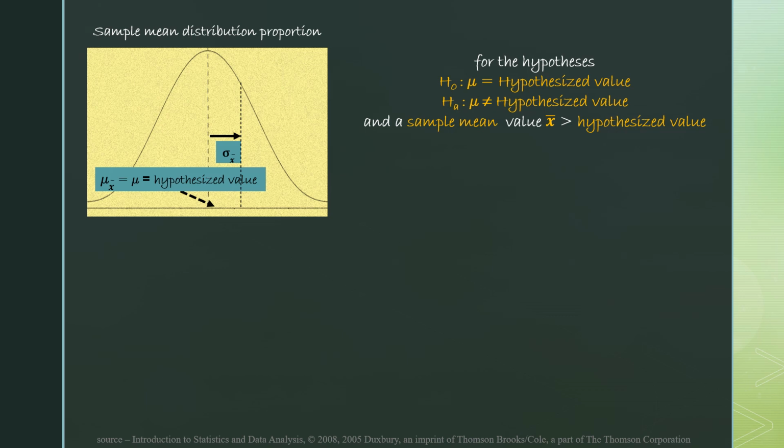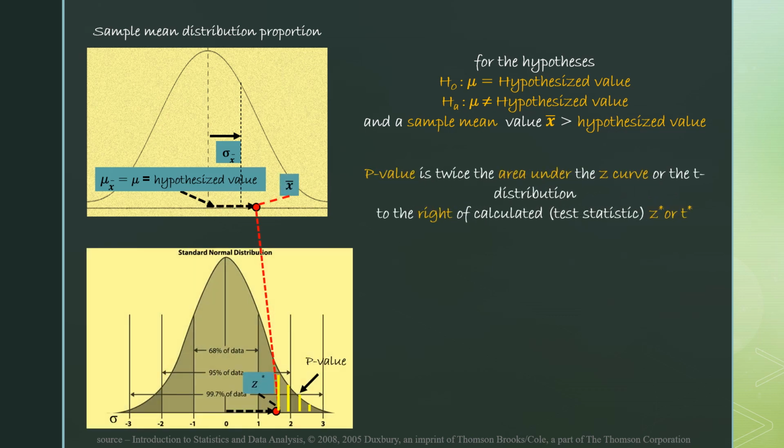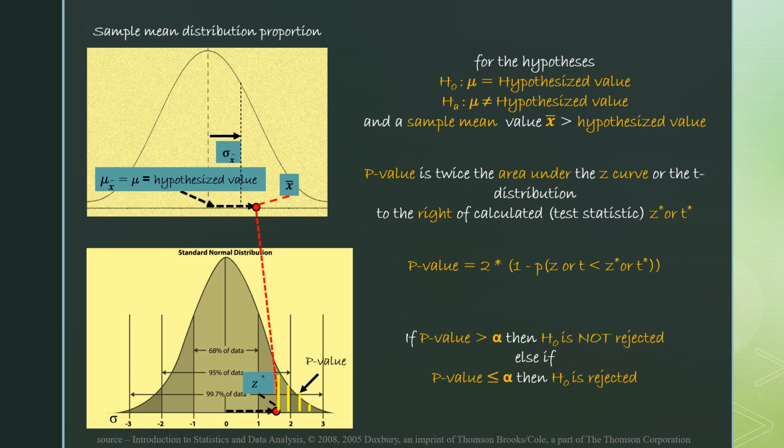The last set of hypotheses is H0, that is mu equals the hypothesized value, and HA mu not equal to the hypothesized value. For a sample mean value x bar greater than the hypothesized value, the p-value is twice the area under the z-curve or the t distribution to the right of the calculated test statistic z star or t star. The p-value equals 2 times 1 minus the probability of z or t taking a value less than z star or t star respectively. If the p-value is greater than alpha, then H0 is not rejected. Else if the p-value is less than or equal to alpha, then H0 is rejected.